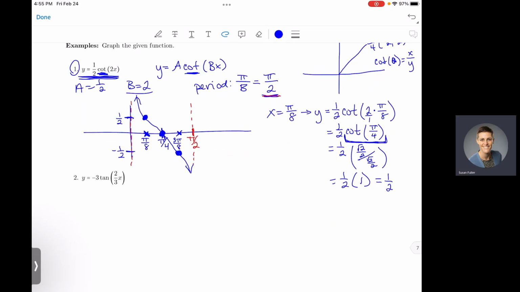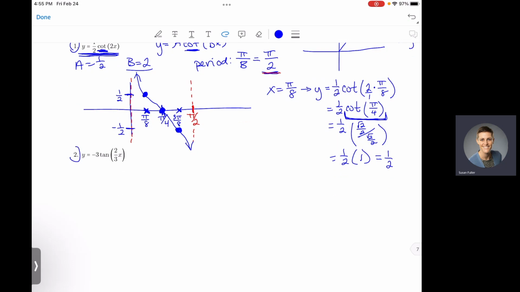Okay, let's try one more to solidify this. So number 2 here, y equals -3 times the tangent of 2/3 x. So again, this is y equals a times the tangent of bx, which means our a value is -3 and our b value is 2/3.